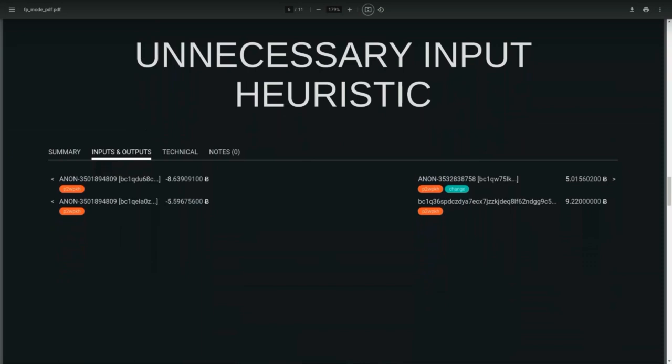Another one of the pretty powerful heuristics is the unnecessary input heuristic. So this is a spend with two inputs. And in this case, both of the inputs needed to be co-spent together by the same wallet in order to make this 9.2 BTC output payment. So alone, the 0.6 Bitcoin input and the roughly 5.6 Bitcoin input were not enough to make that 9.2 BTC spend. Which means we can deduce that the 9.2 BTC output is the likely payment, and the remaining output is the likely change. And this heuristic is also pretty powerful, and it's what we're seeing.